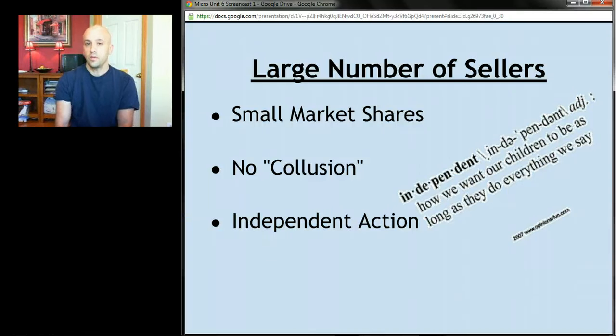And that means that each of the monopolistic competitors are going to act independently. They're not going to talk to each other to come up with a mutual price. They're not going to talk to each other to come up with a mutual advertising campaign. Each monopolistic competitor is basically on their own and making their own decisions.